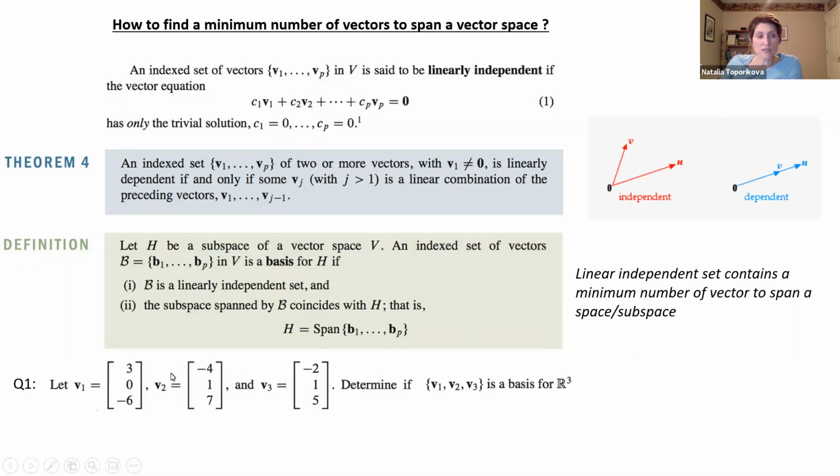Okay, so let's look at an example. Let's take 3 vectors, v1, v2, and v3, and try to figure out if those 3 vectors form a basis, or basically, whether all 3 vectors are absolutely necessary to describe the 3-dimensional space R3. And again, you can go from the simplest definition of linear dependence and compare each pair of vectors to see if one of them is a multiple of another, but that's exhausting.